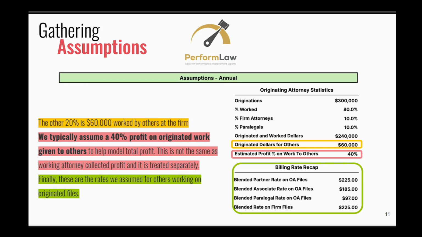And then finally at the bottom here we have a billing rate recap. So these are all the billing rates that we use, and again, these are assumptions that get plugged in, so this is information that you would need to collect from a potential lateral hire should they have originations that get worked by people besides themselves. So if they have an associate that's going to work on some of their files for them, you're going to want that associate's rate, and so on.